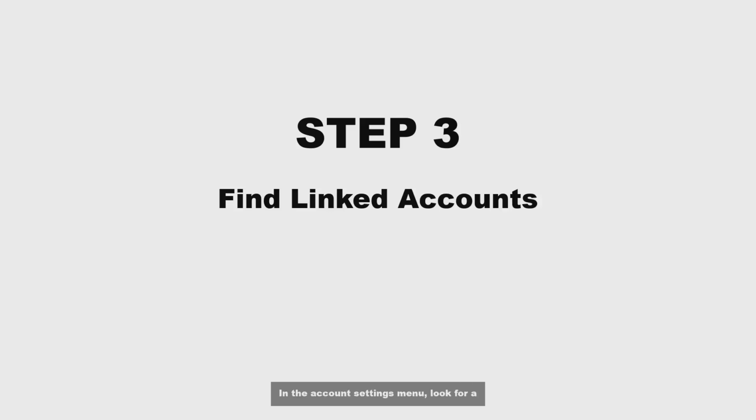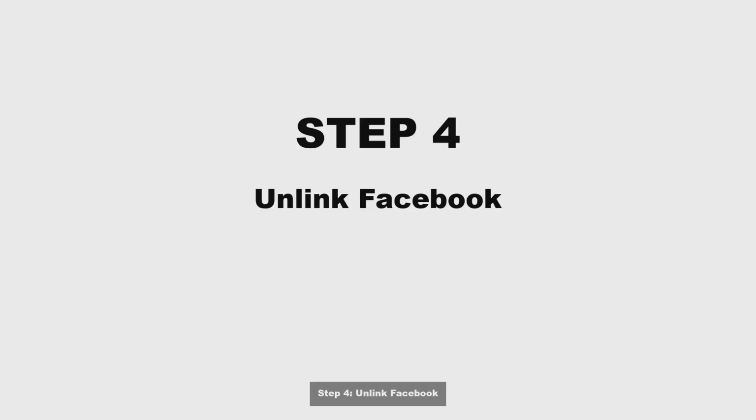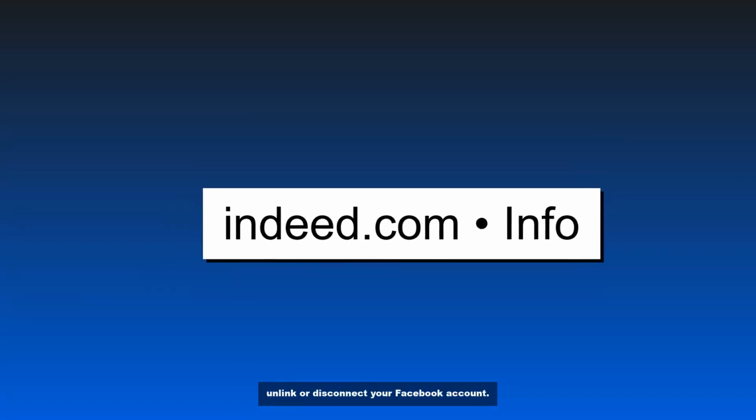In the account settings menu, look for a section related to linked accounts or social media connections. This is where you can manage your connections with Facebook and other platforms. Step 4. Unlink Facebook. Locate the option that shows your Facebook connection. There should be an option to unlink or disconnect your Facebook account. Click on this option to proceed.